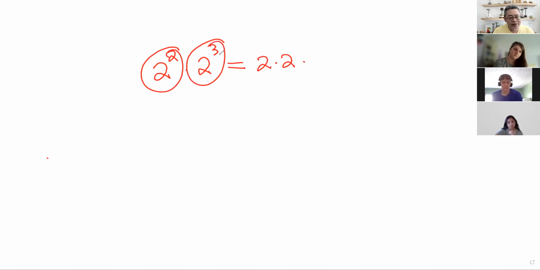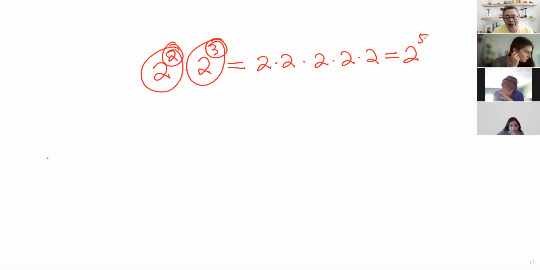For example, 2 to the second times 2 to the third. Well, what's that? We can see that 2 to the second is just 2 times 2, and 2 to the third is 3 twos. So therefore, we got 5 twos multiplied, so 2 to the fifth. We got 2 twos, we got 3 twos, all together just 2 plus 3 equals 5. And if we got, say, 3 to the fifth times 3 to the ninth, then it's just 3 to the 14th. Pretty straightforward, right?